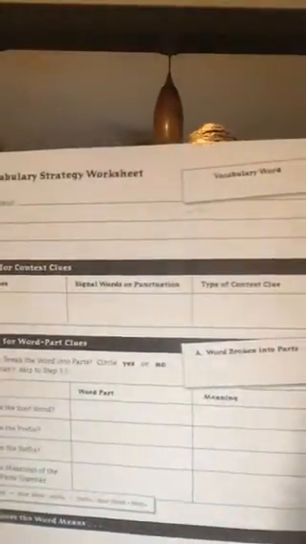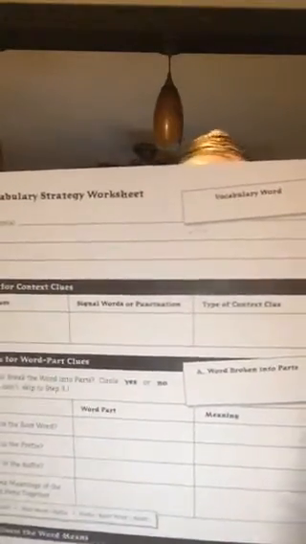Basically it's a vocabulary strategy worksheet to break down the words, the meaning. You have context clues. You also have signal words, punctuation, type of context clue, look for word parts, guessing what the word means, etc. So we've done this with some of the words before. So today we're just going to do it with one of the words. And the word that we selected to do it is, which one? Immigrating. So we're doing immigrating.